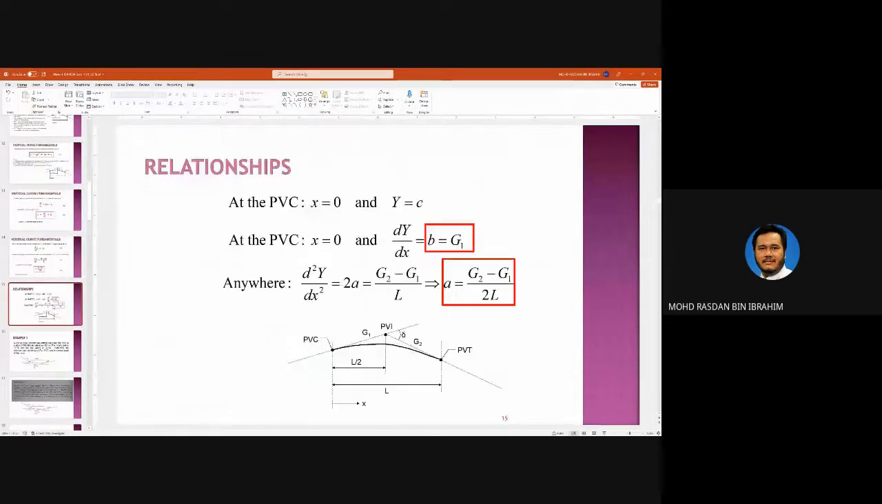Right, so this is the summary of relationships. You just remember this. B equals g1, A equals g2 minus g1 over 2L. C is the elevation at point PVC. Okay, here.